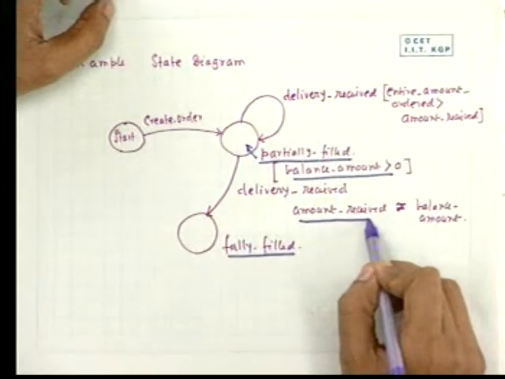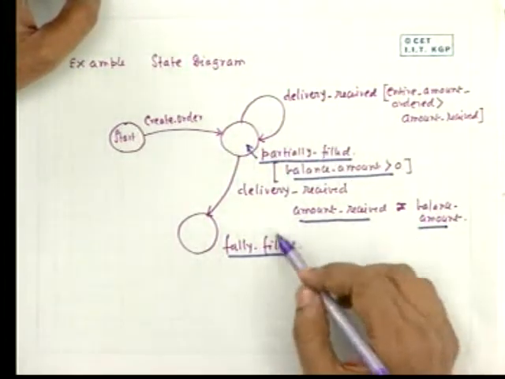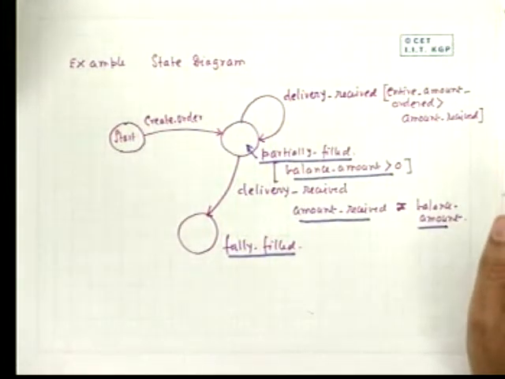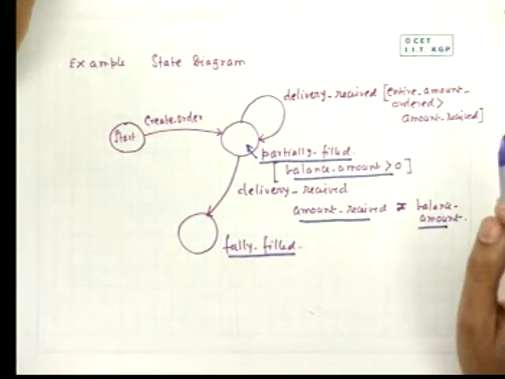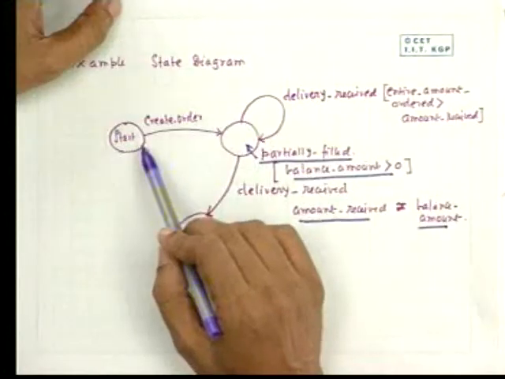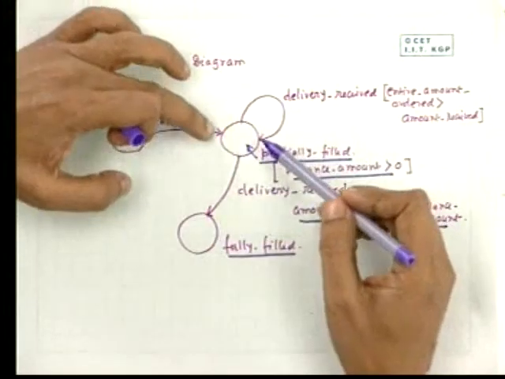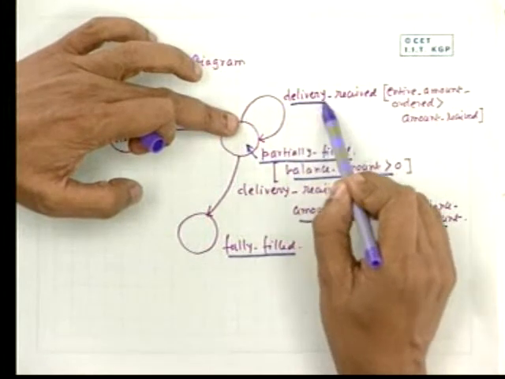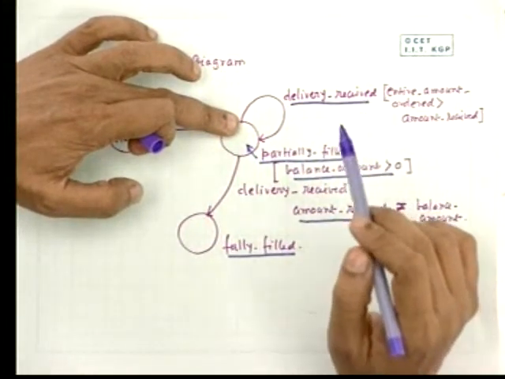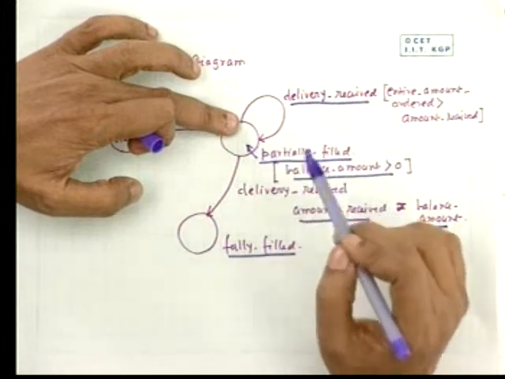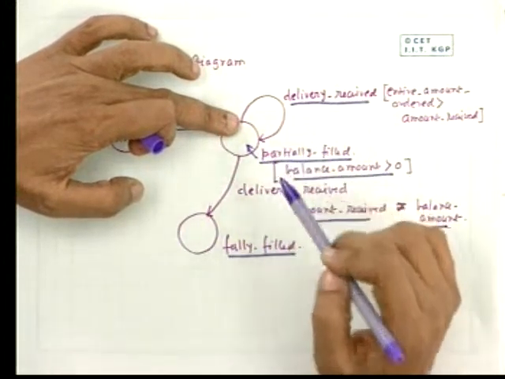And in the partially filled state, it can receive another delivery from another supplier. As a consequence, when the amount received becomes equal to the balance amount, we can say that the order has been fully filled or fully executed. So this is a case of a state transition diagram. As a consequence of this event, delivery received is an event, it undergoes a state change.